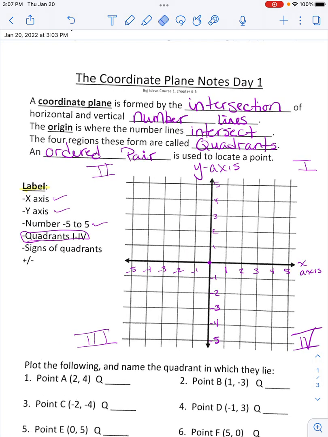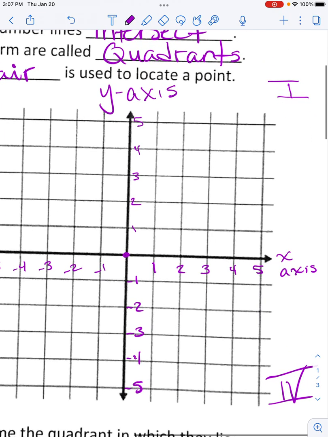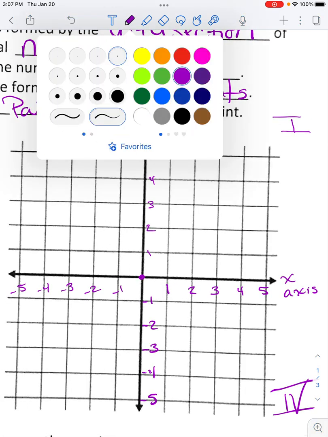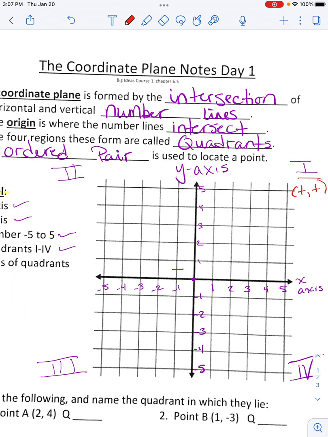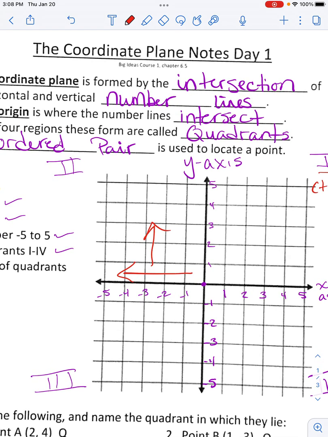Okay. And then we also want to label the signs of the quadrants with positives or negatives. Okay, let me change colors. To get over here into quadrant 1, we're going to go right, which is our positive numbers, and then we're going to go up, which is also positive numbers. So anything that is a positive number and a positive number, that's going to get you into quadrant 1. To get to quadrant 2, we're going to go left, which are negative numbers, and then up, which is positive numbers. So if your first number is negative and your second number is positive, that's going to get you into quadrant 2.